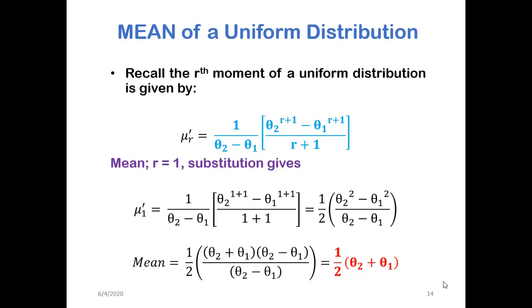We have the mean for any variable which follows a uniform distribution equal to a half of θ1 plus θ2. What does it mean? If you have been given two parameters, the lower limit and the upper limit, and you are asked to find the mean of such a variable that follows a uniform distribution, then the mean will be equal to a half of θ2 plus θ1. In other words, a half of the upper limit plus the lower limit. That is the mean. Simple.